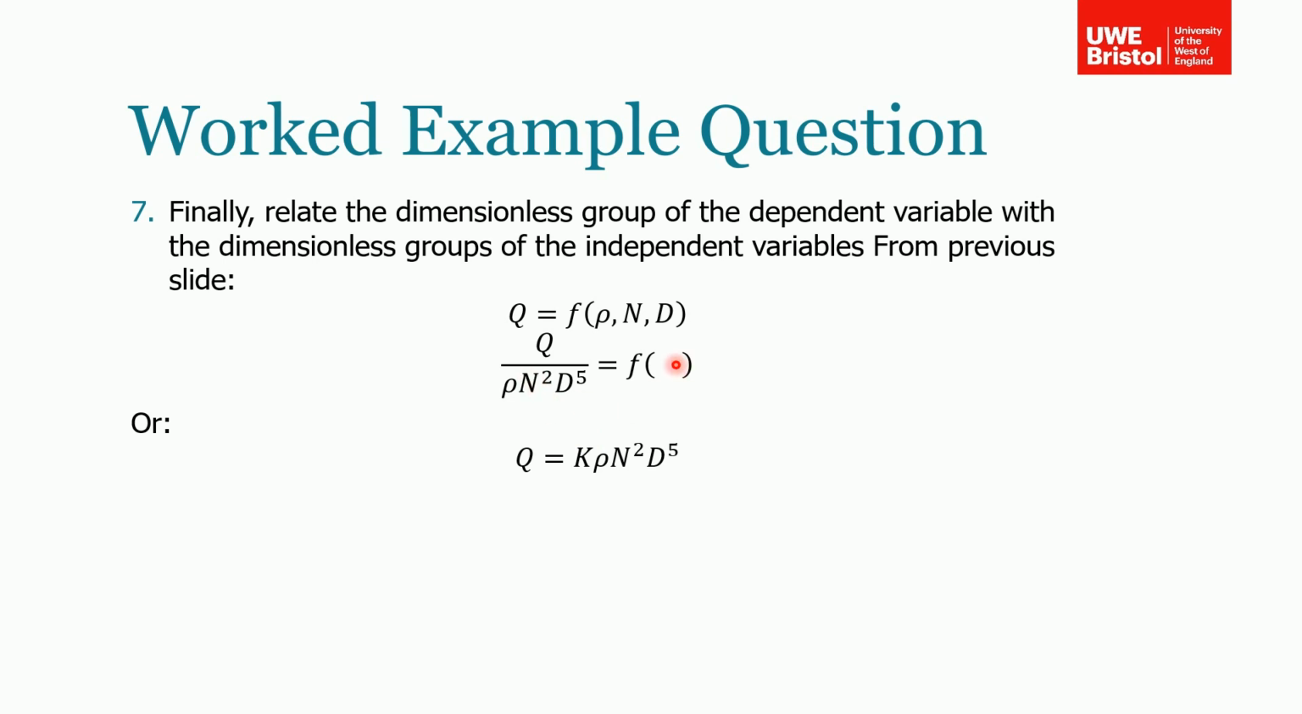Okay, so if we times through by the bottom of this dimensionless group, we can see that the torque is equal to some constant times density times rotational speed squared times the diameter to the 5. Okay, so we just now need to do some experiments to determine what k is.